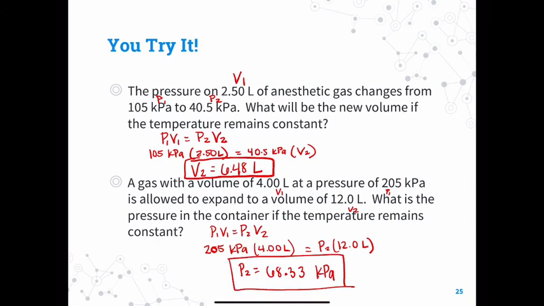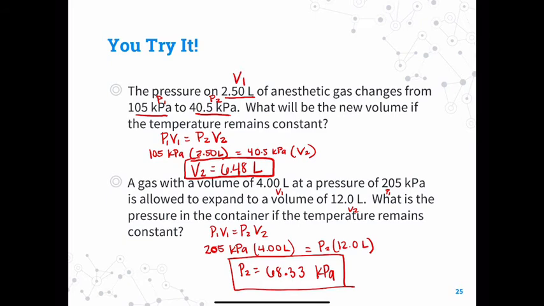All right, so let's take a look here at these problems. For the first one, you should have got 6.48 liters. So just plugging in everything, P1 would have been 105 kPa. P2 would have been 40.5 kPa. And then V1 would have been 2.5 liters. And so when you solve for V2, you should have got 6.48. Just multiply 105 times 2.5 and then divide by 40.5. Okay?